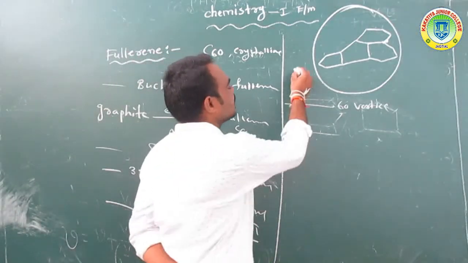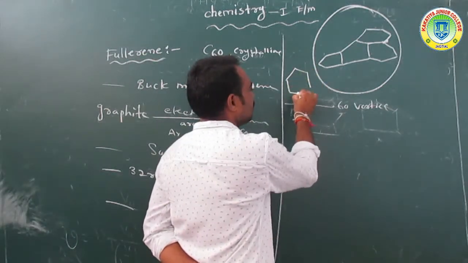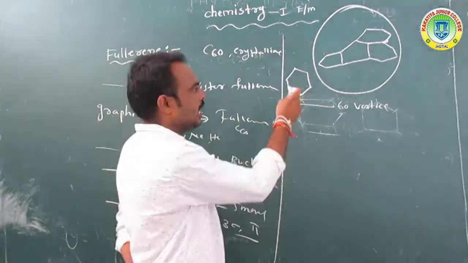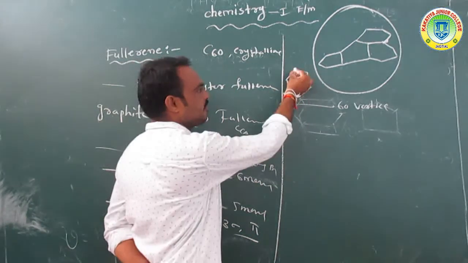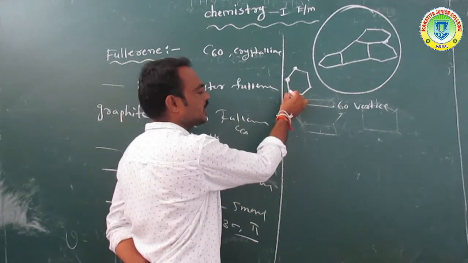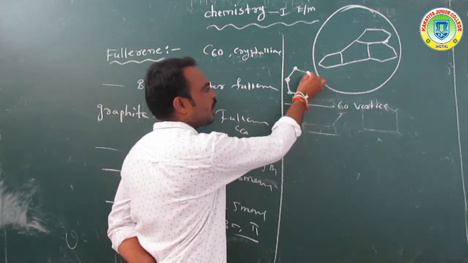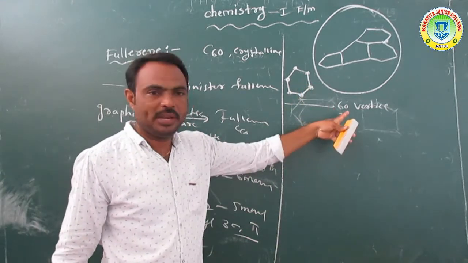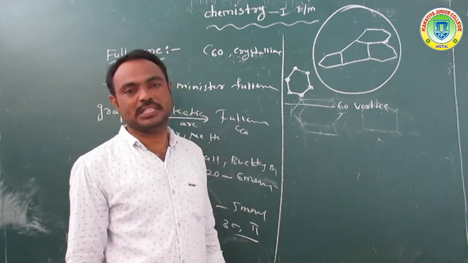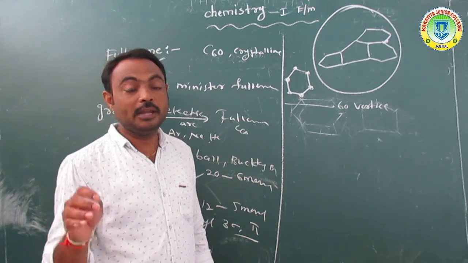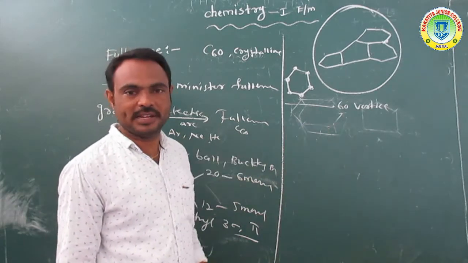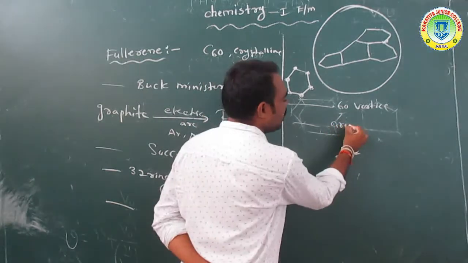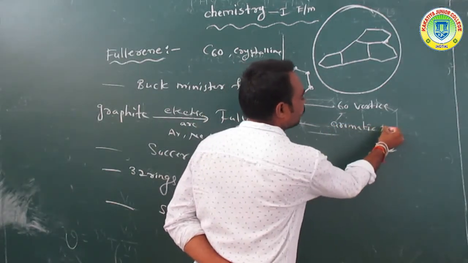What is a vertex? Suppose this is one vertex, where two lines attach. It is 1 vertex, 2 vertex, 3 vertex, 4, 5, 6. So how many in total? How many vertices? 60 vertices. At the same time, it is of aromatic nature.